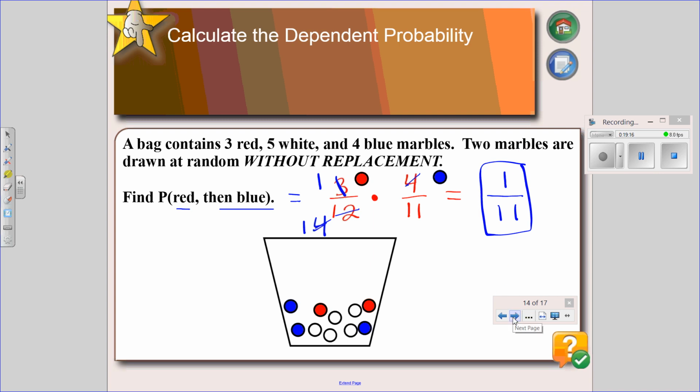Hopefully that is enough to get you going on independent and dependent events. On your homework assignment on the practice sheet, you have to first of all say whether the events are independent or dependent, and then you have to calculate the compound probability.